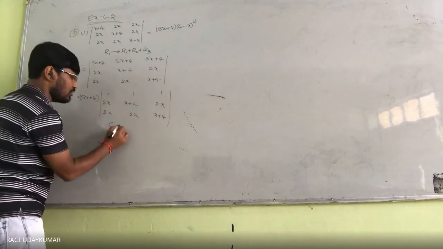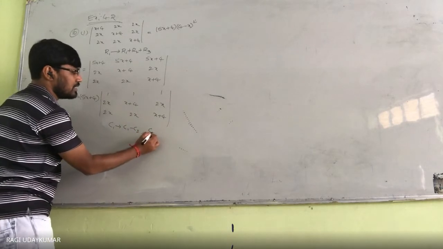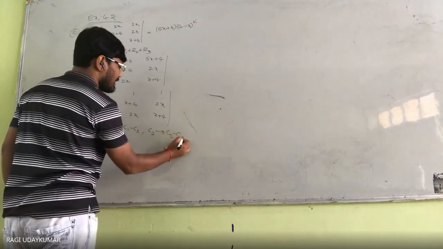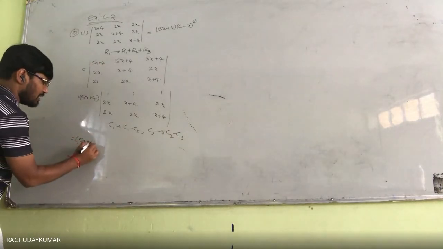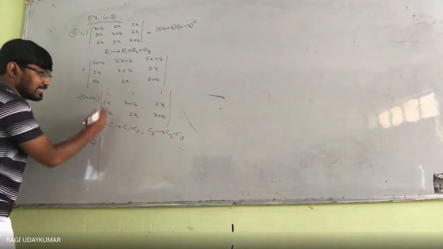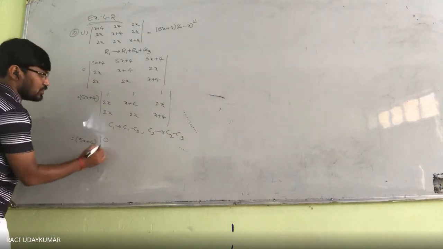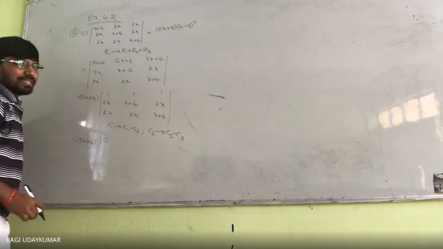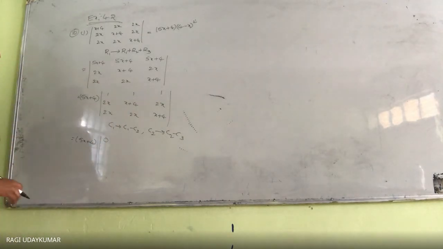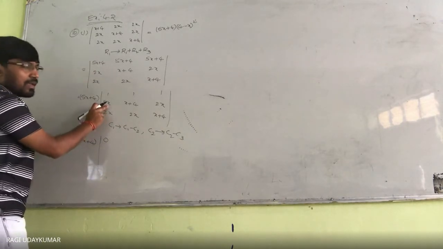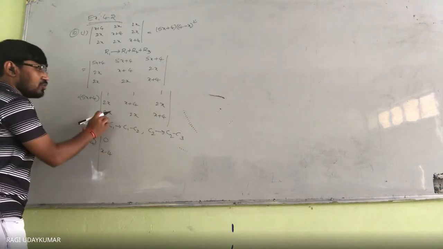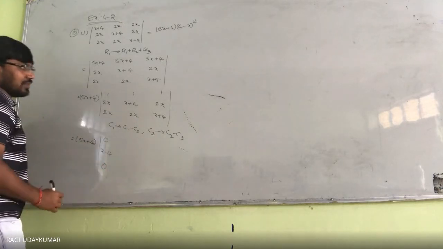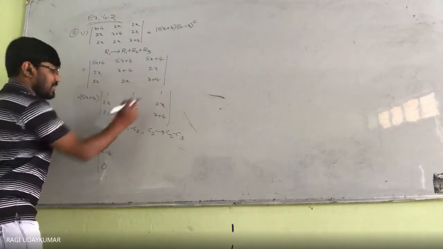So C1 tends to C1 minus C2, C2 tends to C2 minus C3. So what do you get here? 5x plus 4 into C1, I am changing by subtracting this, 0. 2x minus x minus 4. So what do you get? 2x minus x minus 4, so x minus 4 I will get. 2x minus 2x, 0 I will get. Here this minus this, 0.